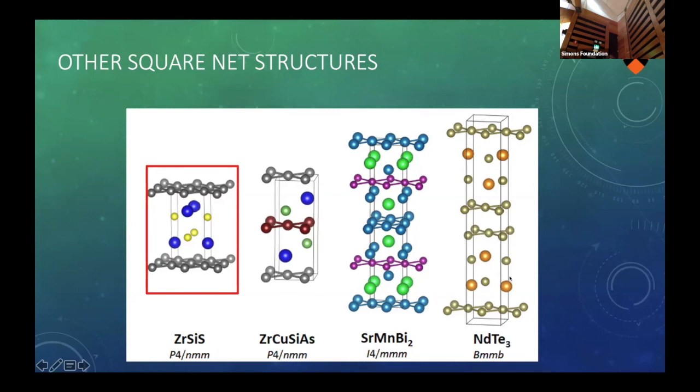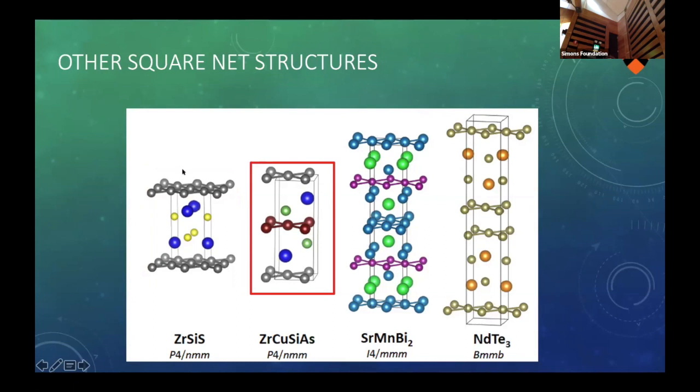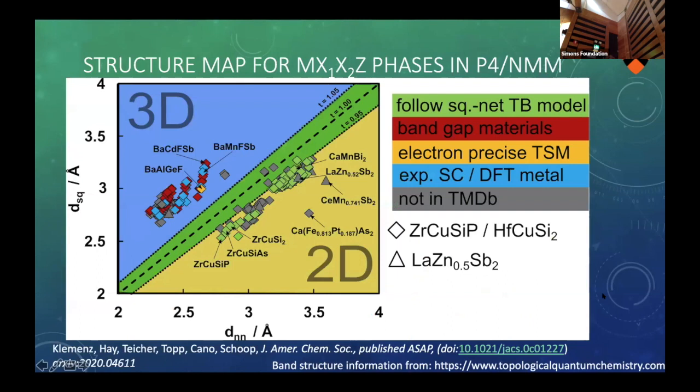So here are just some examples of other crystal structures that show this motif. And I want to highlight this structure type for now, because when we make the same plot, we do find a lot more materials. In this plot, the colors mean something different than in the previous plot, because now we put all the materials in green where the band structure published on the topological quantum chemistry website roughly follows the square net tight binding model.